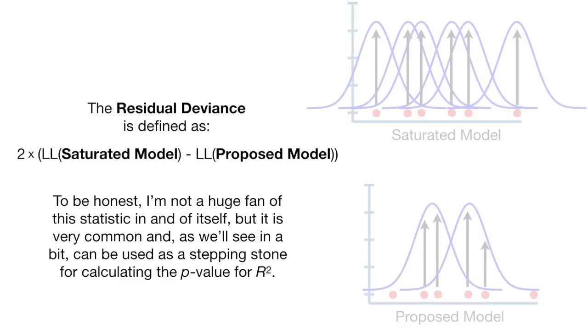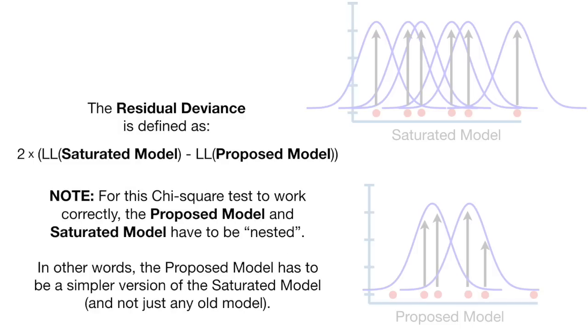To be honest, I'm not a huge fan of this statistic in and of itself, but it is very common and, as we'll see in a bit, can be used as a stepping stone for calculating the p-value for R squared. Note, for this chi-square test to work correctly, the proposed model and the saturated model have to be nested. In other words, the proposed model has to be a simpler version of the saturated model, and not just any old model.